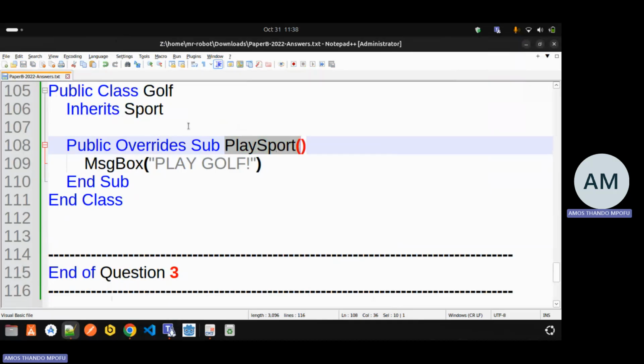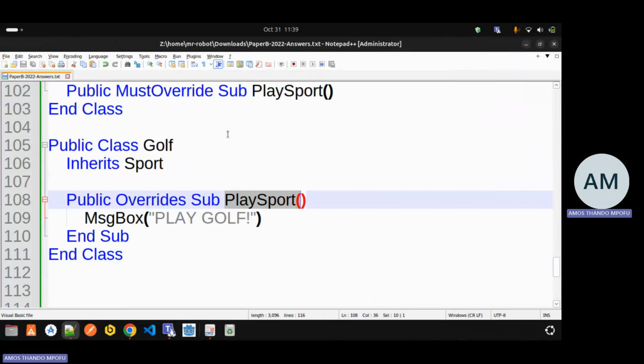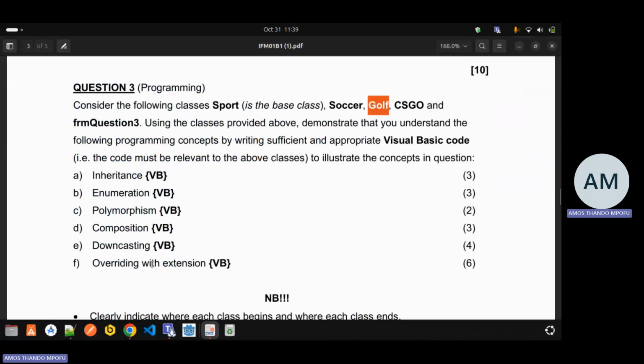So you understood the assignment. You knew, oh, overriding means that it's implemented differently. Each class defines this functionality in a different manner or in a different way. So this is all the code that I think they want to see.